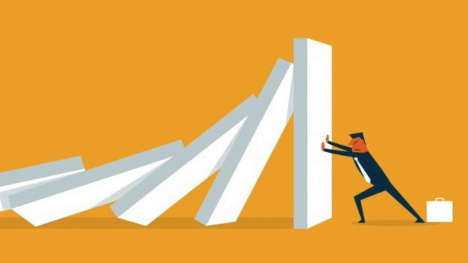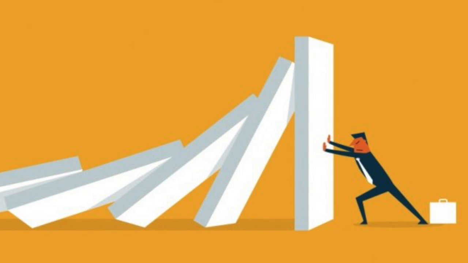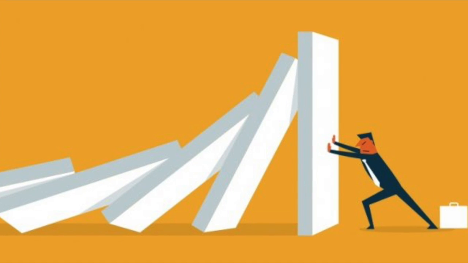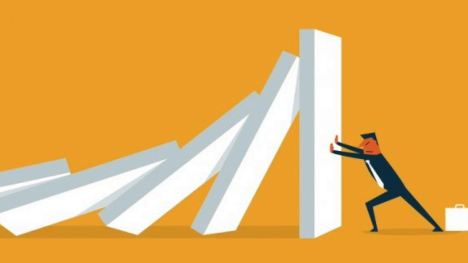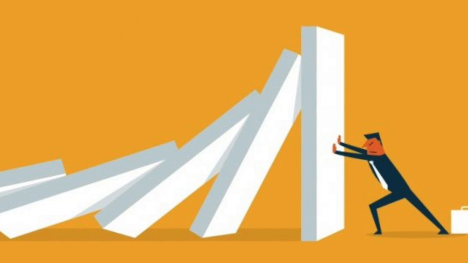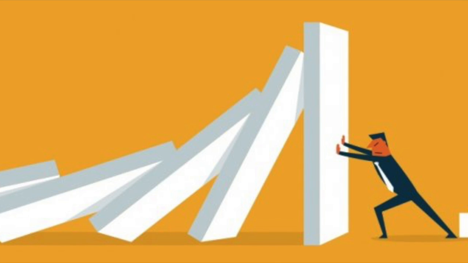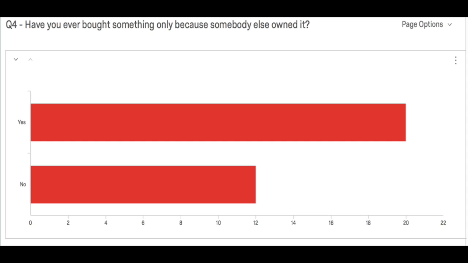Another example of this is what they call an informational cascade. This is when people's decisions are based in part on the actions of others, which in turn were based on the actions of others. It's a domino effect. This process is closely correlated to the formation of market bubbles. We conducted a short survey with a specific question relating to these topics. Have you ever bought something only because somebody else owned it? As you can see, 62.5% of the people said that they have bought something solely based off somebody else owning it.